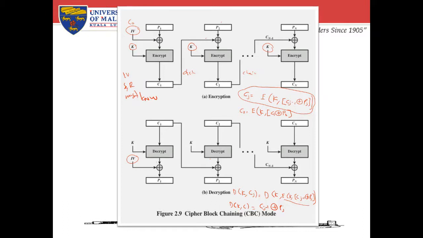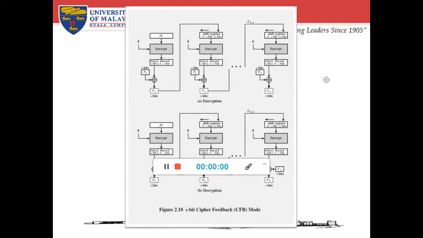One reason for protecting the IV is if an opponent is able to fool the receiver into using a different value of IV. So let's say the hackers try to fool a receiver into using a different value of IV, then the opponent is able to invert selected bits in the first block of plain text. And if he does more in-depth analysis, maybe he can crack the key. Okay, so this is the cipher block chaining mode.